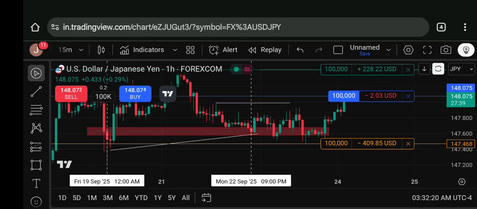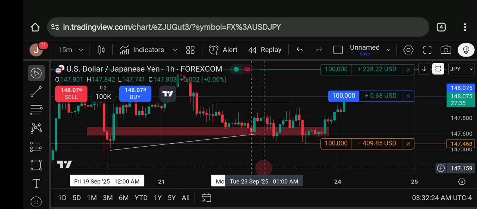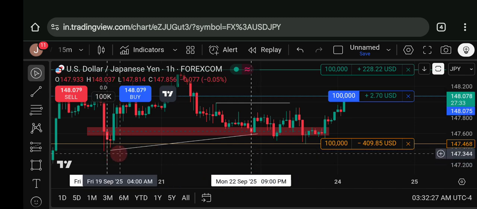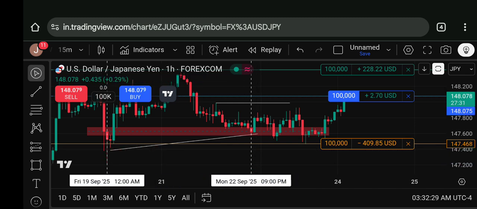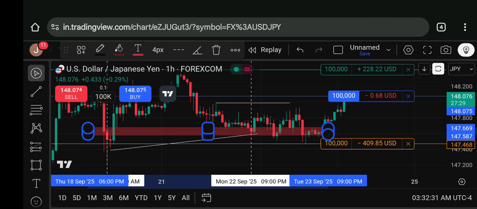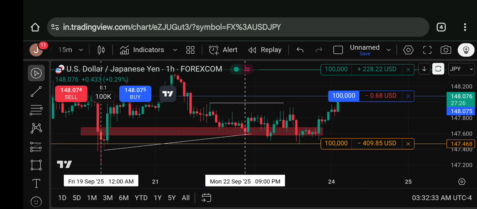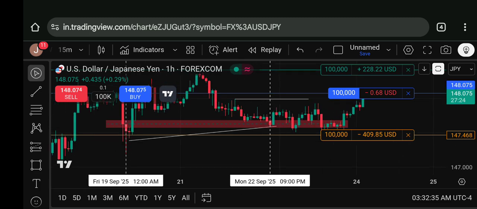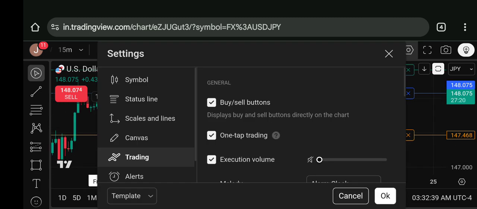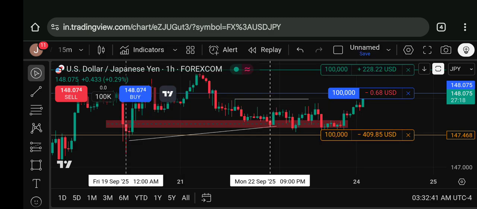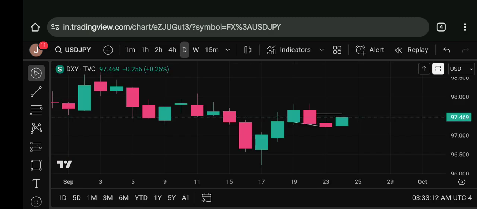So hello folks, you could see a position running here. You could see a position running. So guys, let's break down this trade.